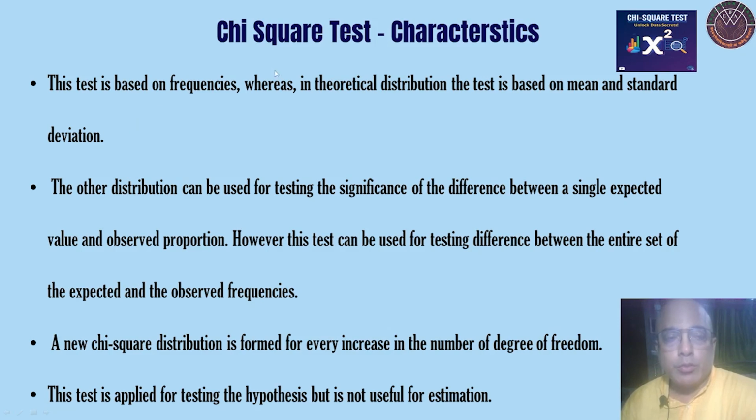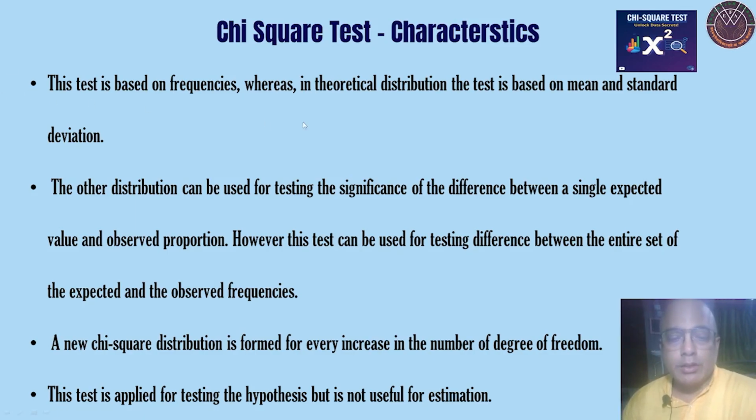Now this test is based on frequencies, whereas in theoretical distributions the test is based on mean and standard deviation. I told you it is totally based on frequency. Whenever you are calculating data on the basis of frequency, you will be using the chi-square test. The other distribution can be used for testing the significance of difference between a single expected value and observed proportion. However, this test can be used for testing differences between the entire set of expected and observed frequencies. That also I have told, that it checks what is expected and what is observed in the field, and then we compare and tell you if the results are significant or not significant.